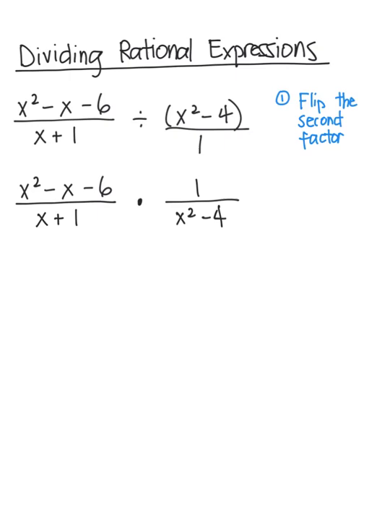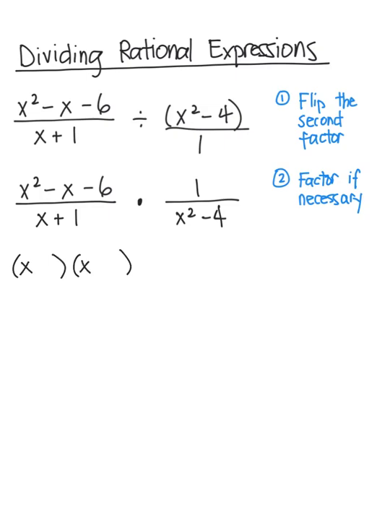Now that I've changed it to multiplication, I follow the same steps as I did earlier. I look to see if anything needs to be factored, and I can already see that this needs to be factored as well as that. So let me go ahead and factor those. So let's do the x squared minus x minus 6 first.